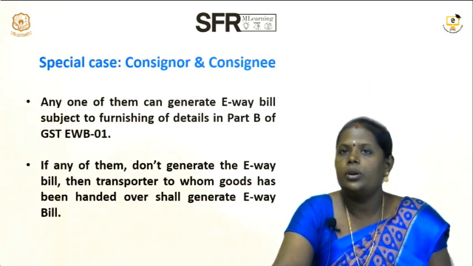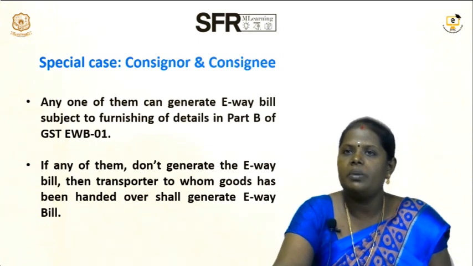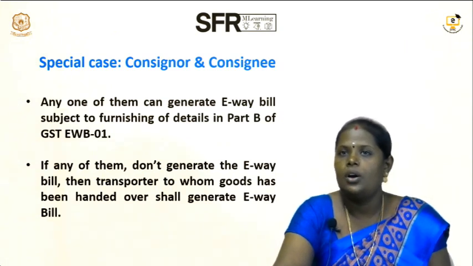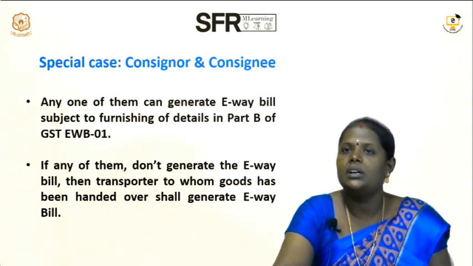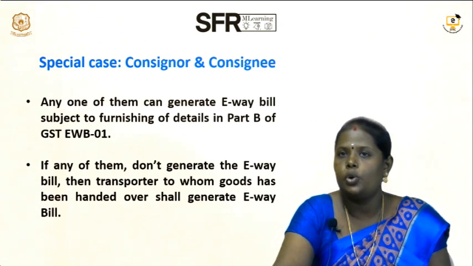Then let us know about the special case for consignor or consignee. What do we have to do if the consignor is not registered? What do we have to do if the consignee is not registered? Any one of them can generate the e-waybill, furnishing the details of Part B of GST EWB 01. If neither of them generates the e-waybill, that is, both consignor and consignee are unregistered, then it is the responsibility of the transporter to generate the e-waybill. So this is the special case of consignor or consignee.